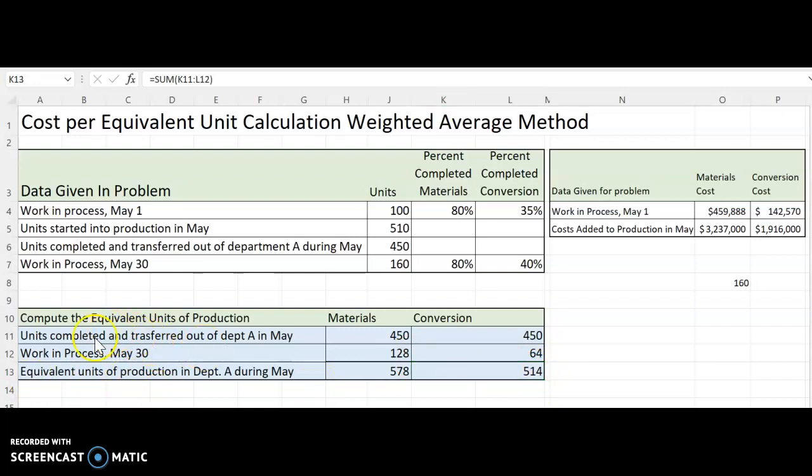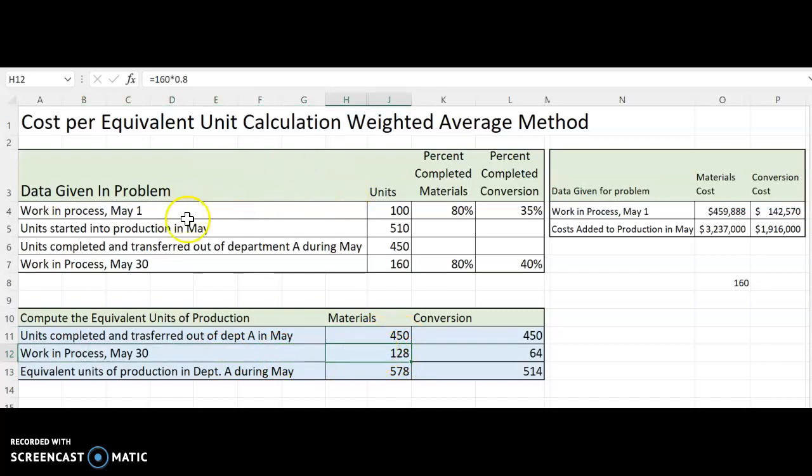So you may have to memorize this part here. Just know that, hey, I'm only going to use the units I've transferred out, and I'm only going to use my ending work in process.